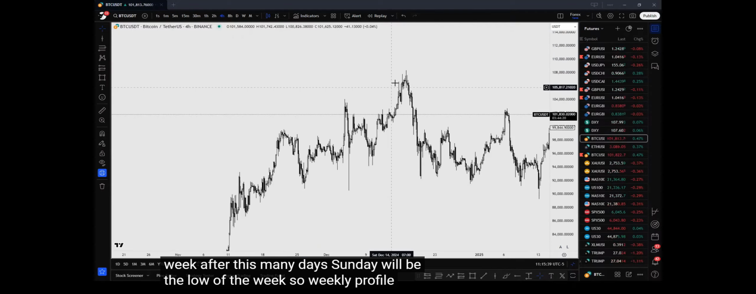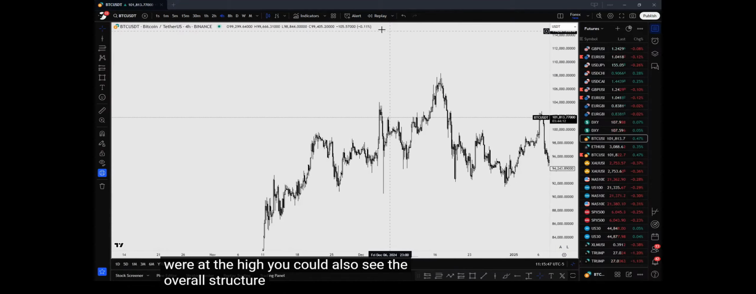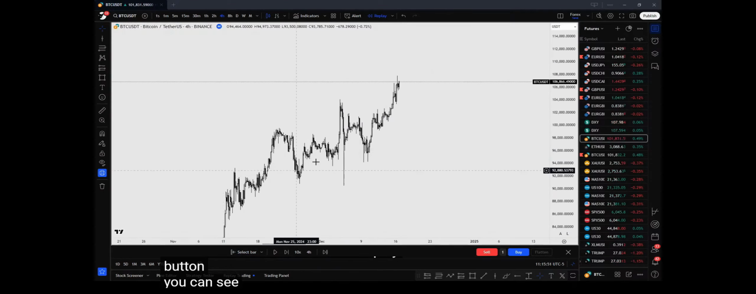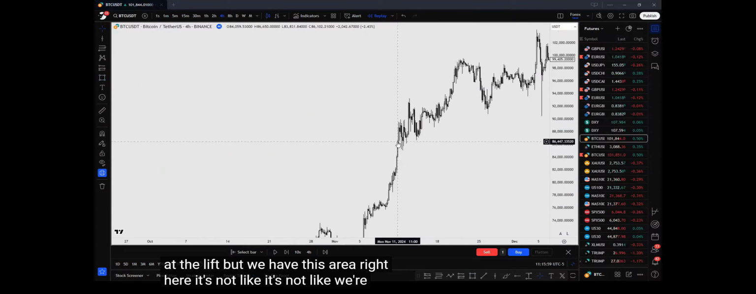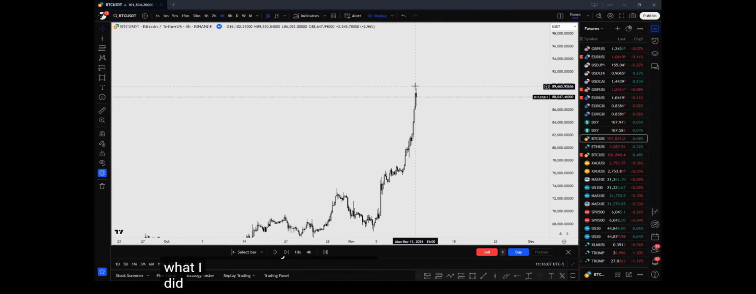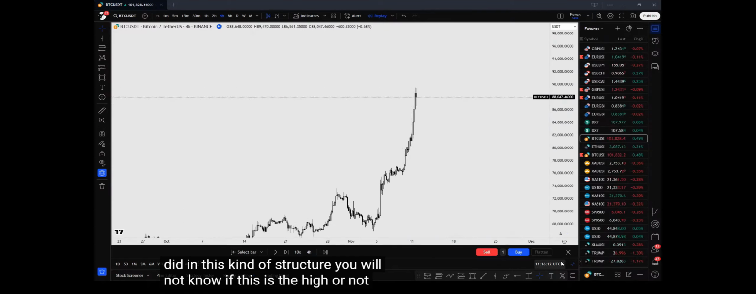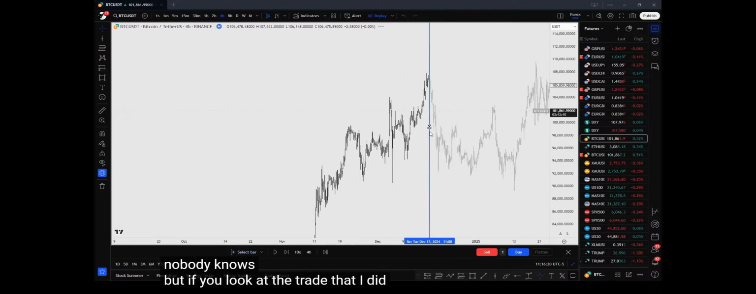So, weekly profile right now, this is Monday, and since we were at the high, you could also see the overall structure. Let me use the replay button. You can see that we're going up, nothing at the left, but we have this area right here. It's very different from what I did. In this kind of structure, you will not know if this is the high or not. Nobody knows. But if you look at the trade that I did, it's different.